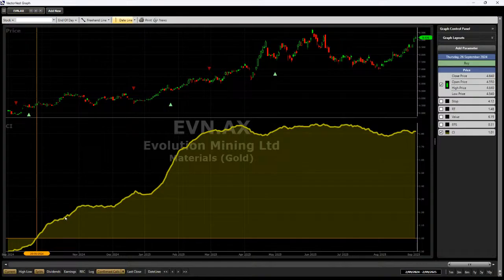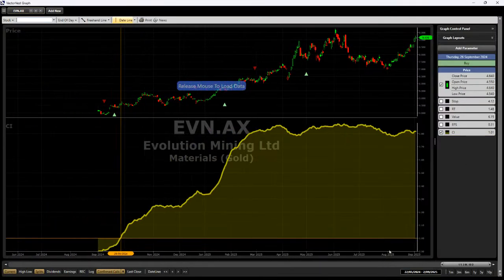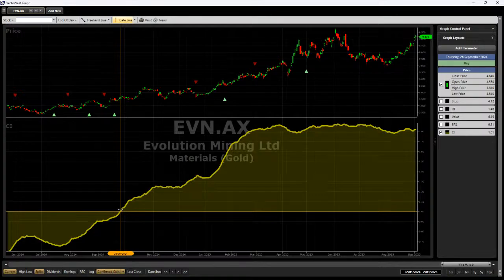Okay. What if I could have got in here? Would this not have been a much better play? I could have got in here, certainly, but there were gyrations in the market. The market had a bit of a down period here and another down period here, and then this was the great run that we've seen since May of 2025. So you can certainly use VectorVest to identify where the turning point is taking place.